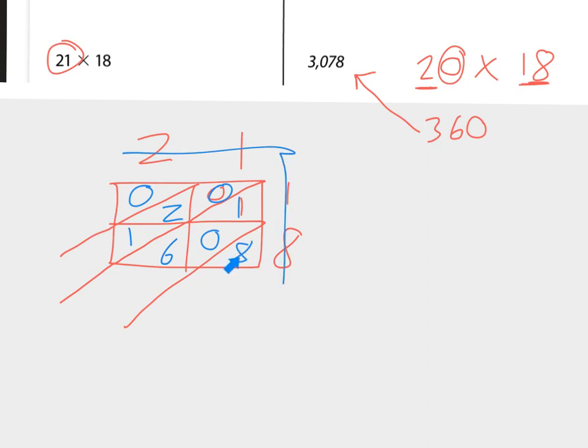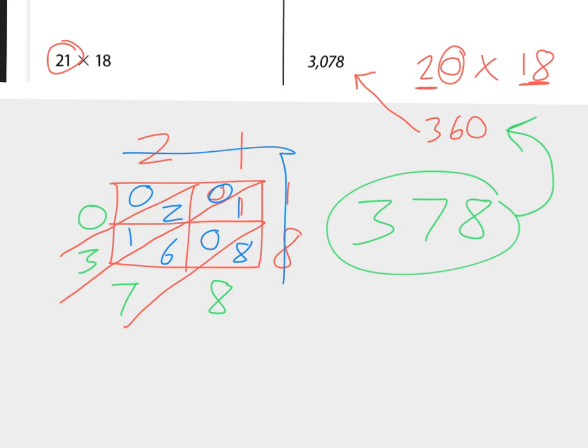All right, let's add up our ones place, tens, hundreds, thousands. 8 plus nothing will give me 8. 6 plus 1 will give me 7 in my tens place. 1 plus 2 will give me 3 in my hundreds, and then 0 is nothing in my thousands place. So 378 is definitely close to my estimate of 360.